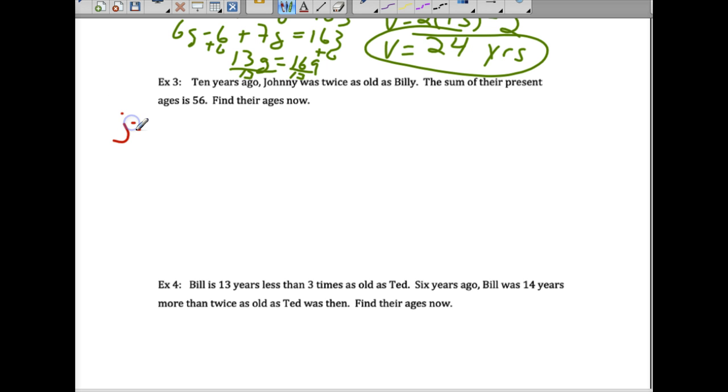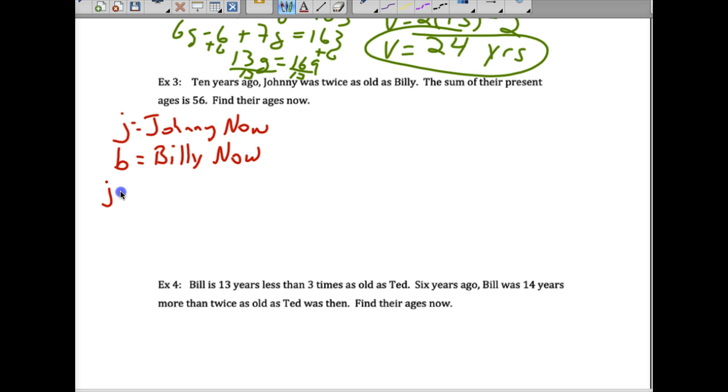J equals Johnny now. And let's use B for Billy now. What kind of time change did they mention in the problem? 10 years. 10 years ago. How old was Johnny 10 years ago?